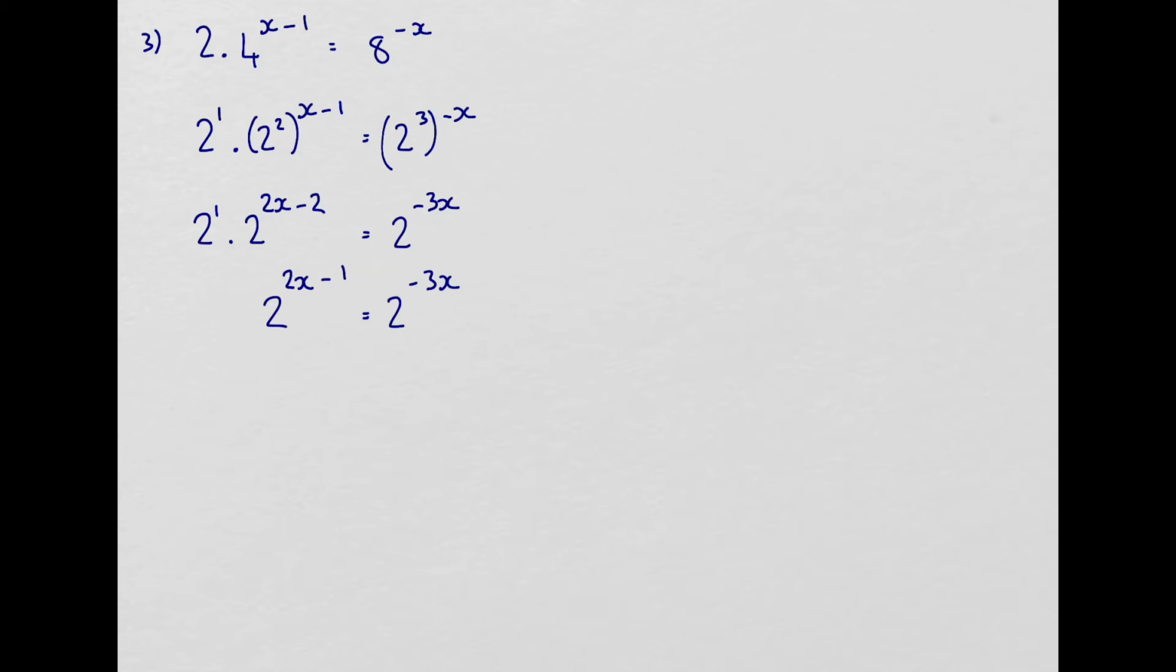So now our bases are the same, and we can equate the exponents. So 2x minus 1 is equal to negative 3x. Take the 3x over, so that the negative 3x, we add it onto the left-hand side. So 2x plus 3x is 5x. And we take the negative 1 and add it on the right-hand side to get positive 1. And then finally, we divide both sides by 5. And x is equal to 1 over 5.